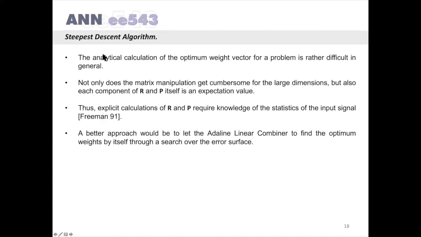Steepest descent algorithm. The analytical calculation of the optimum weight vector for a problem is rather difficult in general. Not only does the matrix manipulation get cumbersome for large dimensions, but also each component of R and P is itself an expectation value. Thus, explicit calculations of R and P require knowledge of the statistics of the input signal. A better approach would be to let the Adaline linear combiner find the optimum weights by itself through a search over the error surface.